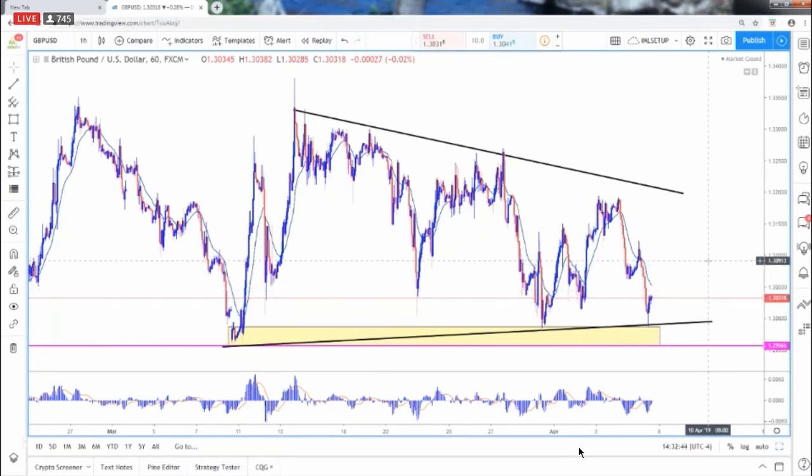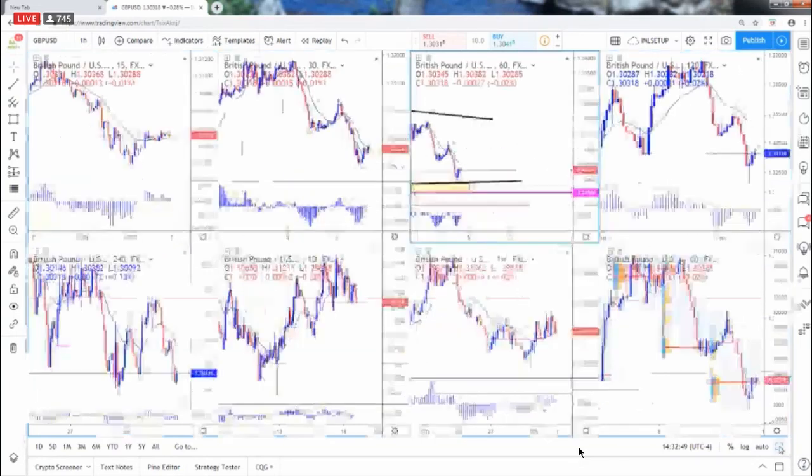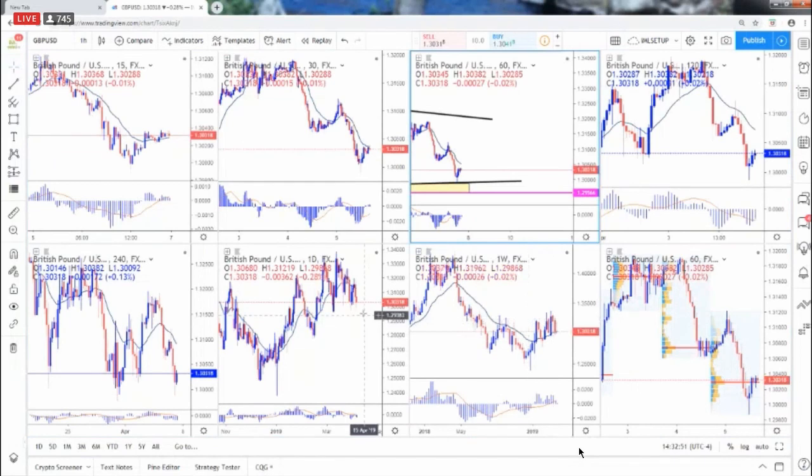But if the market does turn, you can have yourself a long move to the upside, and I'm willing to take that risk on an account. So that's fine. All right. Let's see what else. That's GBP USD.